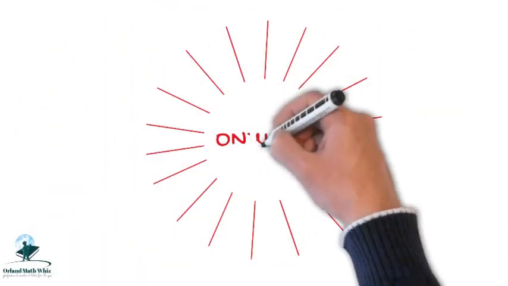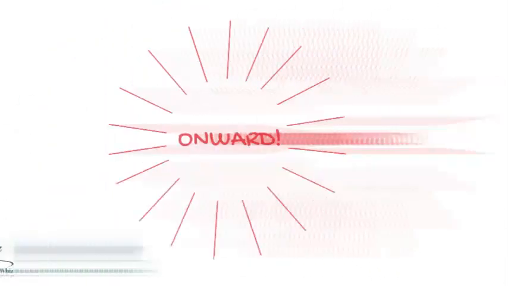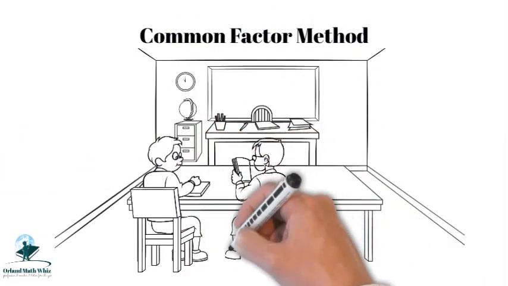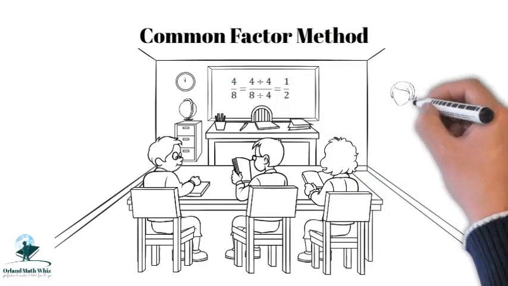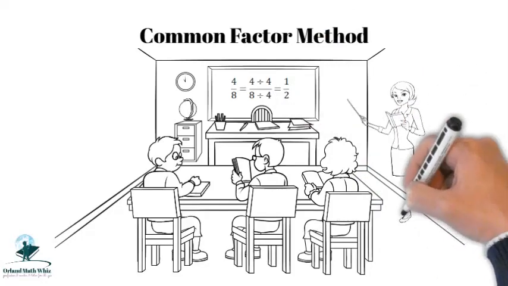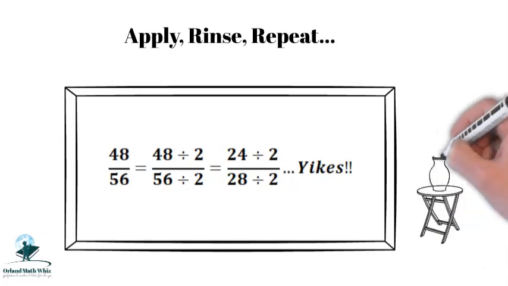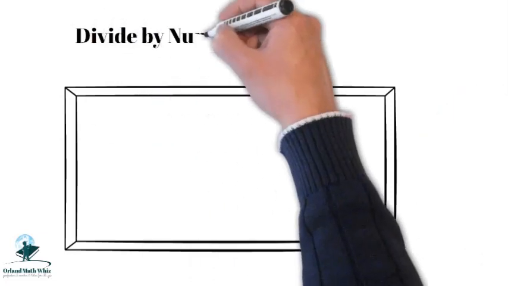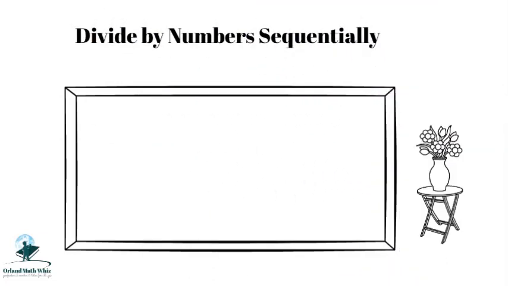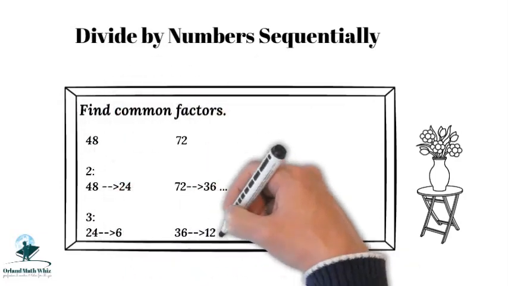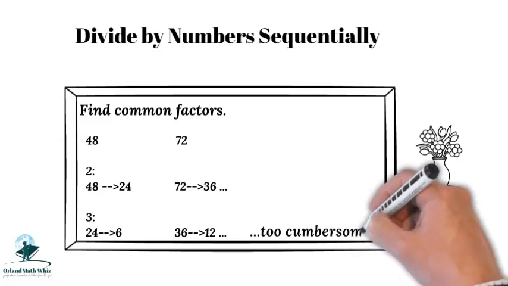Now, let's start activating your inner math wizardry. When it comes to reducing fractions, you may have been taught as a young student to divide the numerator and denominator by a common factor. You do this repeatedly until you can no longer find a number they have in common. In order to do so, you may have to find the common factors starting with 2, then 3, and so on, which can become quite cumbersome.